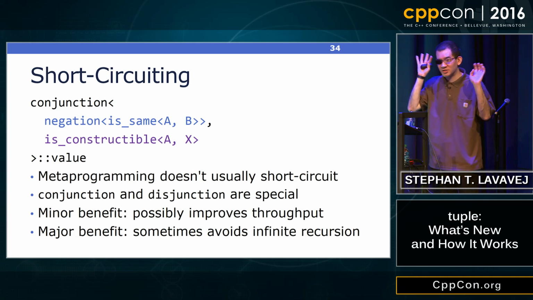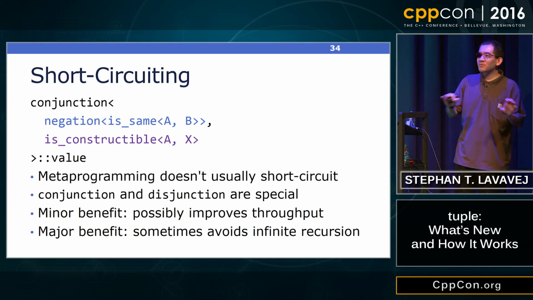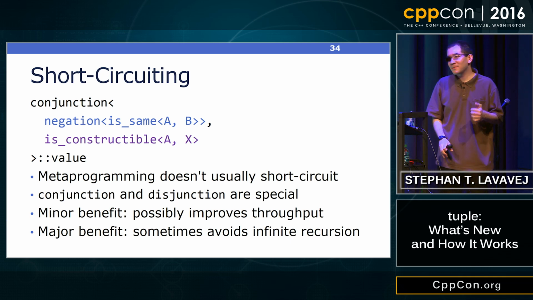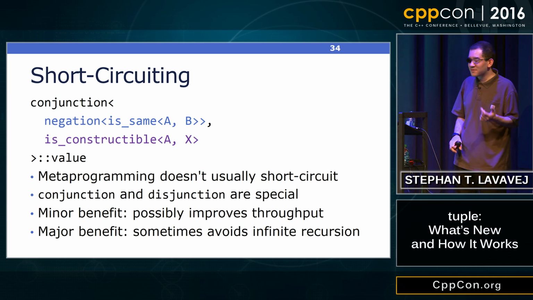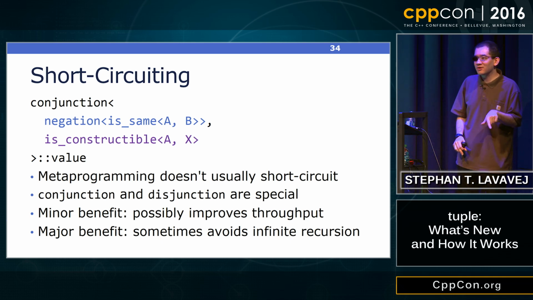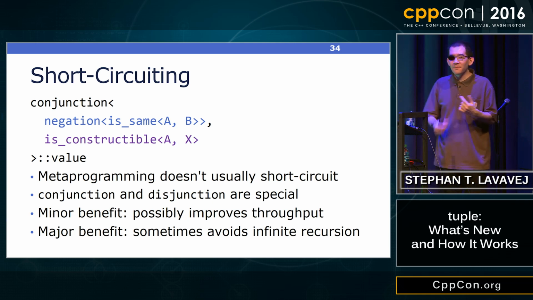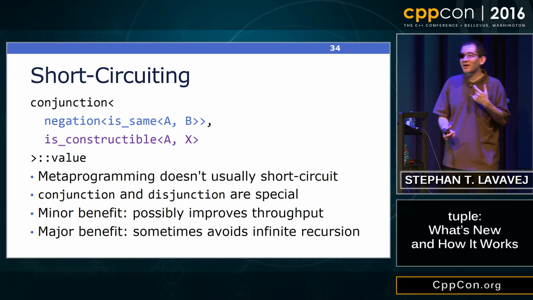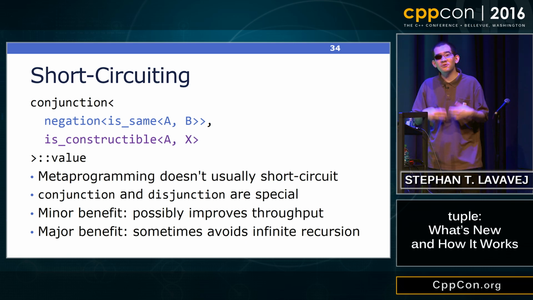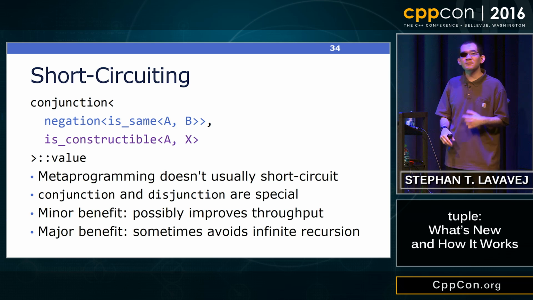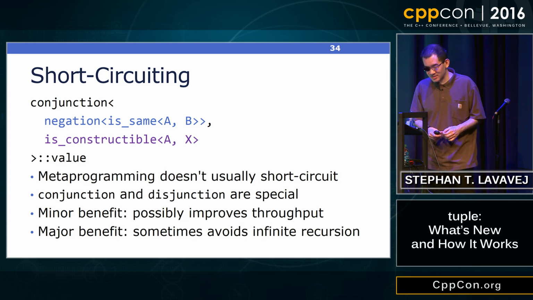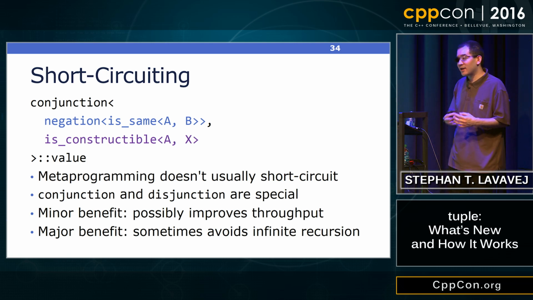So what is this about short circuiting? If you've ever metaprogrammed, you may have encountered the fact that metaprogramming doesn't really short circuit because everything needs to be evaluatable at compile time. So if you ever say something like, type trait 1 double colon value and type trait 2 double colon value, both of those type traits will be instantiated. And if one of them blows up, well, you've got a problem. Sometimes it's okay if you can ask the question of both of them, but sometimes it's improper to even ask a question. Conjunction offers a way around this, which is sometimes a lot simpler than writing handwritten code.